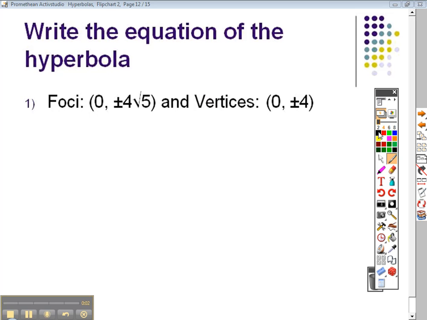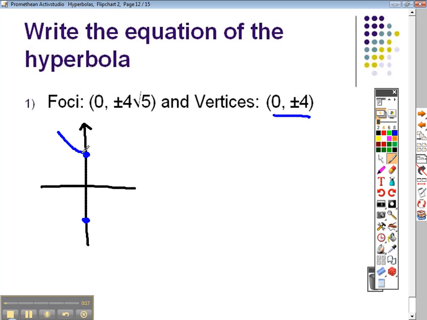This is the part we could not get to in class. We're going to write the equation of the hyperbola, and we're given the foci and the vertices. So I'm going to go ahead and graph this, because I'm a very visual person. I'm going to start with the vertices. There's one at (0, 4), which is up here, and one at (0, -4), which is down here.